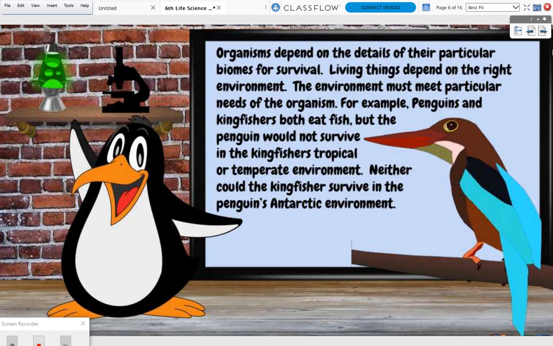So, penguins, as you know, are at the southern pole. They're at the Antarctic, and it's cold. They have very extreme weather, and they survive off of fish. But the kingfisher lives in a much warmer environment, and it would not survive in the Antarctic. But both of these species live off of fish. So they're just an example of different organisms who depend on more than just the food source, but they depend on the components of the environment for survival.